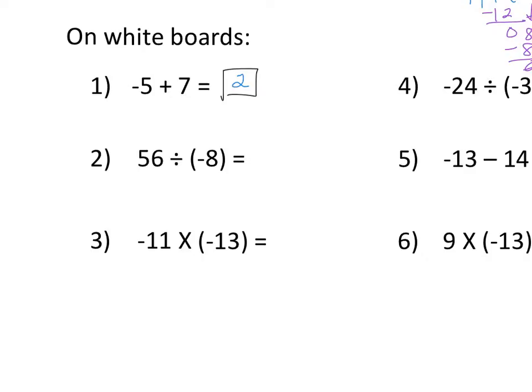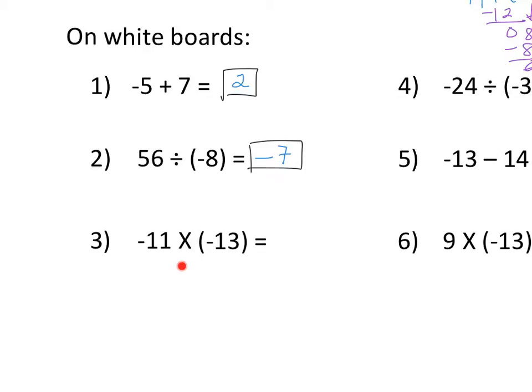Number 2. We are dividing. So all we're going to do is count negatives. All I have is one negative. It cannot pair up with any other negative, so my overall answer has to have a negative value. And then 56 divided by 8 is 7. So our answer is negative 7.